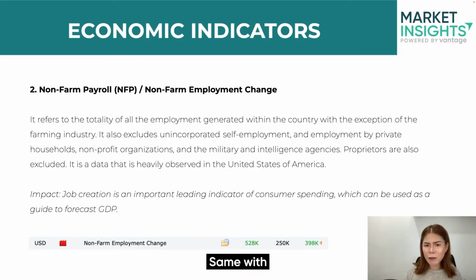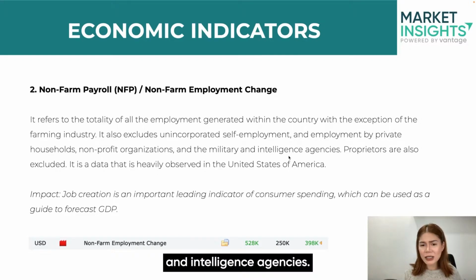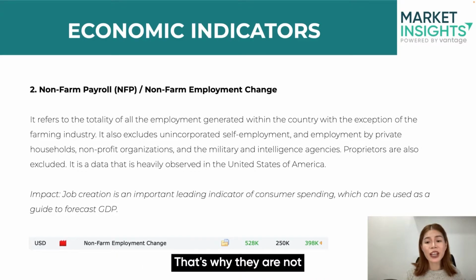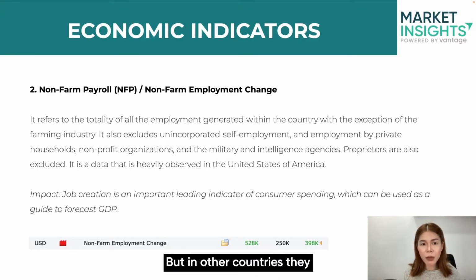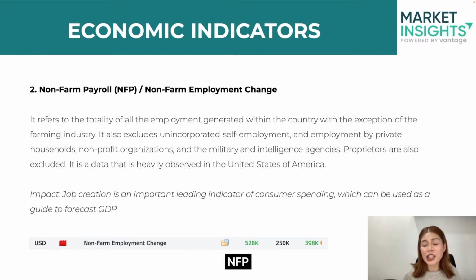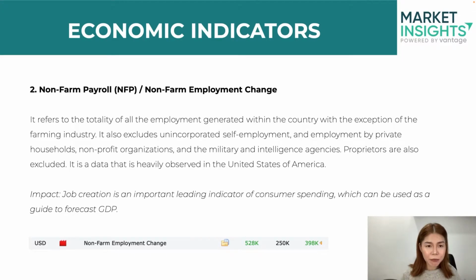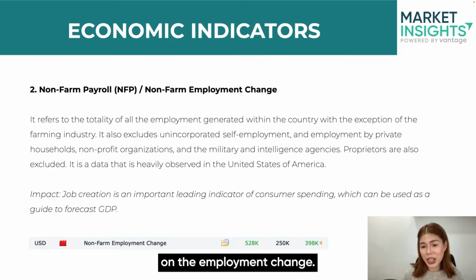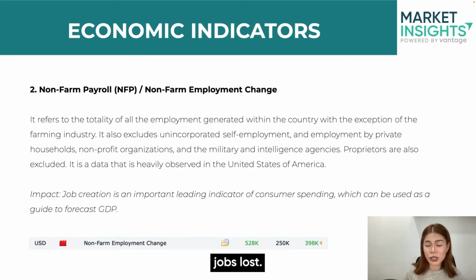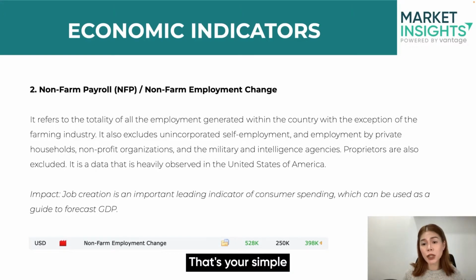Same with, let's say, military and intelligence agencies. It doesn't show you anything related to the economy. That's why they are not included on the list. But in other countries, they don't have NFP. What they have is the employment change. What's the difference? NFP, simple, farming not included. Employment change, on the other hand, shows you the number of jobs created or number of jobs lost. Doesn't matter what industry it is. That's your simple employment change.